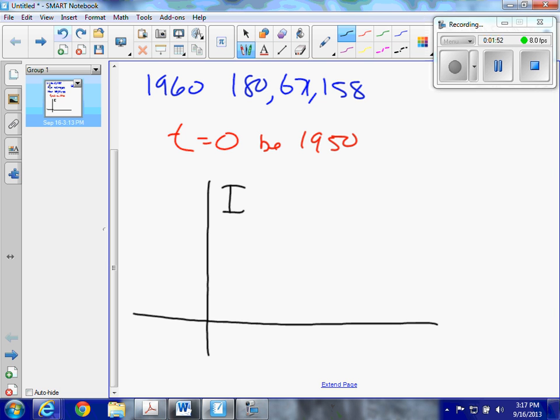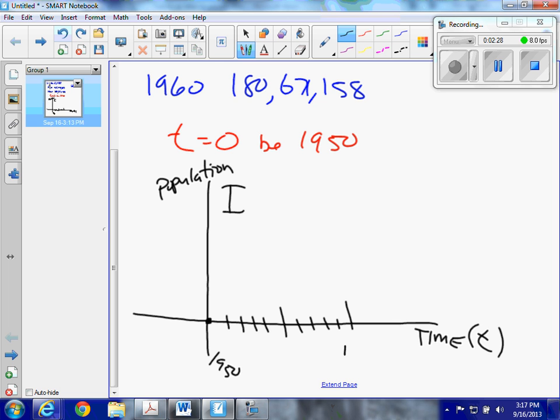And what they've told me here is that t equals 0. So I know that time is going to be on my x-axis, because whenever I have a situation with time, almost always it's on the x-axis. And my y-axis is going to be population. And they said t equals 0, so t is time. T equals 0 right here is the same thing as 1950. So I have 1, 2, 3, 4, 5, 6, 7, 8, 9, 10. That means this is going to be 1960.